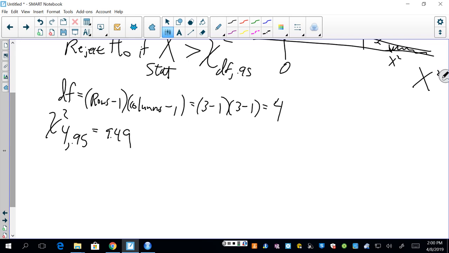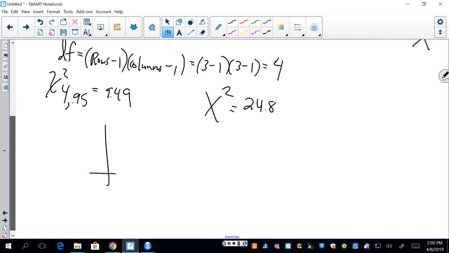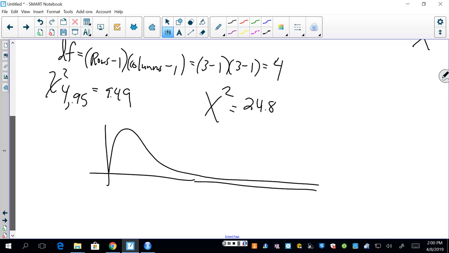And our chi-square statistic we got, in this case, is 24. So we drew a picture kind of for this one. Here's our 9.49. And if we're out past that, we're going to reject, we're out here.